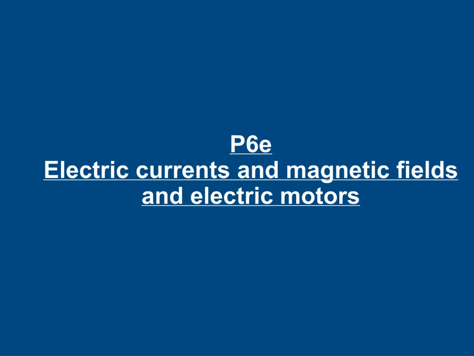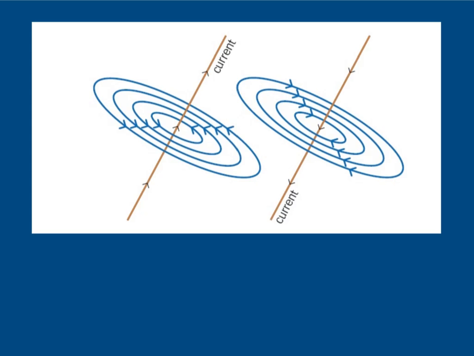This is a revision video for P6e, electric currents and magnetic fields and electric motors. When an electric current flows in a wire, it creates a magnetic field around the wire. The magnetic field is only there when there is a current. If the current stops, the magnetic field collapses.